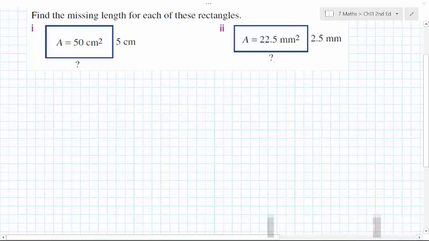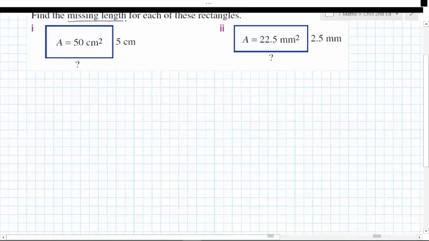Okay, so this question here wants me to find the missing length for each of the following rectangles. So let's look at part II here. If we have a look here, we know our area is that. We know that this is the shorter side, so that's going to be our width, and this is our length, which is what it's asking us to get.